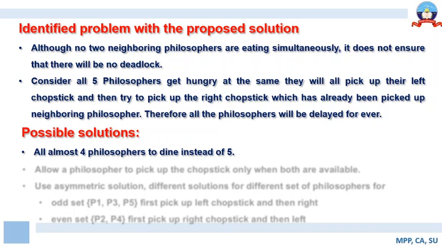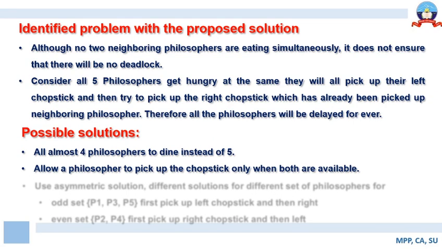Here, if 4 philosophers are allowed to dine, then you will have 1 extra chopstick. So even if all the 4 philosophers pick up their left chopstick, there will be 1 chopstick left on the table, that will enable at least one philosopher to complete the operation. Consequently the other philosophers can perform their eat operation as well. So this is one potential solution that you can use: allow at most 4 philosophers to dine instead of 5.